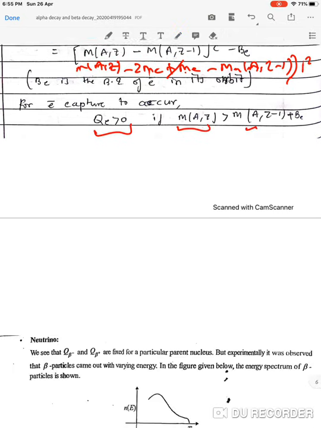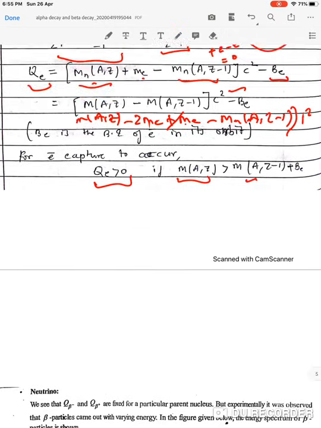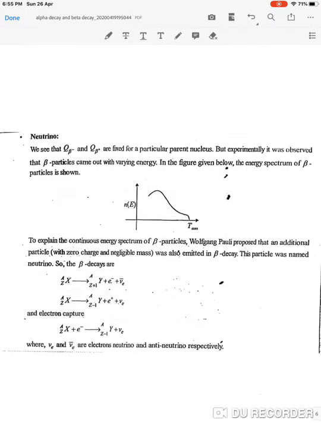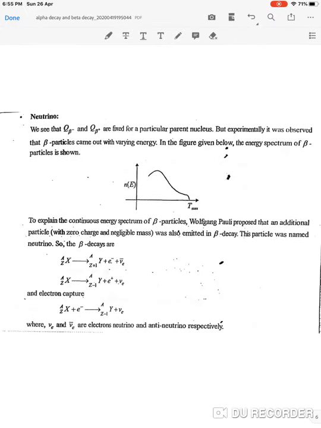So these are the three beta decay processes. The next thing is how do you find out whether there is a beta negative decay, a beta positive decay, or an electron capture process?